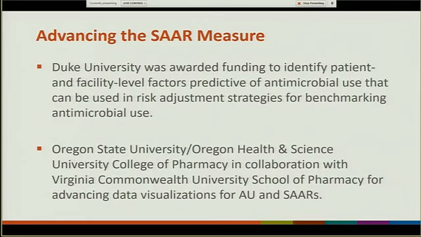We often receive questions about the risk adjustment, and we funded Duke University to identify patient and facility level factors predictive of antibiotic use that could be used in risk adjustment strategies for benchmarking antibiotic use. And then lastly, we often realize that facilities are exporting their data to Excel to really have data visualization for their stewardship programs. And so we also funded Oregon State University and Oregon Health Science University in collaboration with Virginia Commonwealth University School of Pharmacy to advance data visualizations for AU and our SAARs. Next slide.